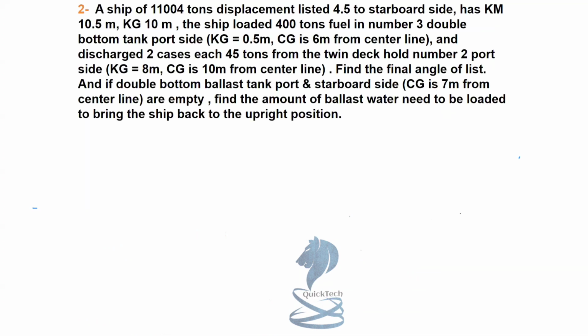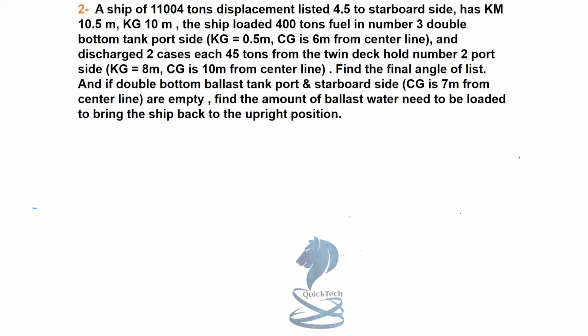So now let's move to the next question. A ship of 11,004 tons displacement listed 4.5 degrees to starboard side and has KM 10.5 meters, KG 10 meters. The ship loaded 400 tons of fuel in number 3 double bottom tank port side, KG of that 0.5 meters, CG 6 meters from the center line, and discharged two cases each 45 tons from twin deck, hold number 2 port side, KG 8 meters, CG 10 meters from the center line.